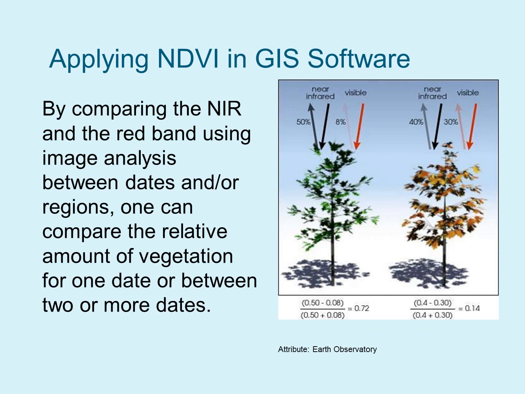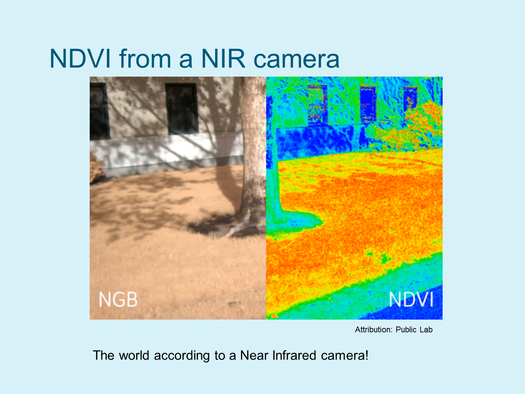We can apply NDVI in GIS software, as I mentioned before, and by comparing the near-infrared and the red band using image analysis between certain dates, we can compare the amount of healthy and or stressed vegetation. This is a pretty cool image here. On the right there you can see the world according to a near-infrared camera.